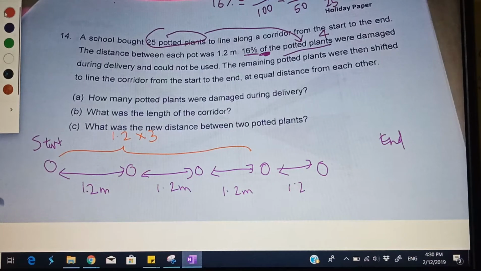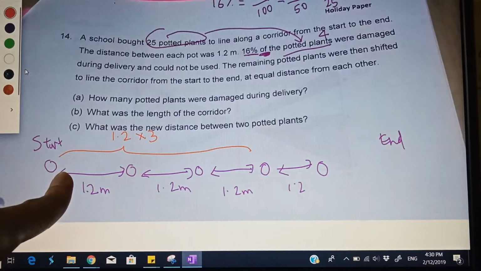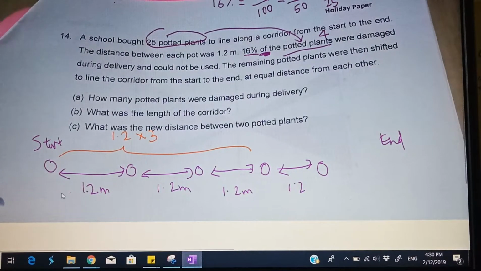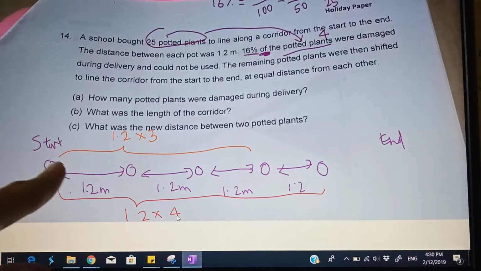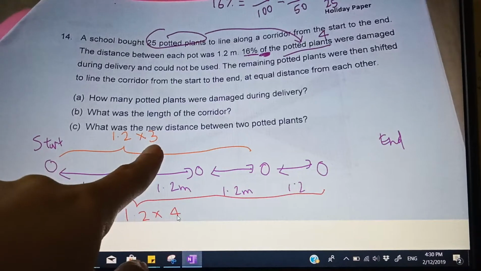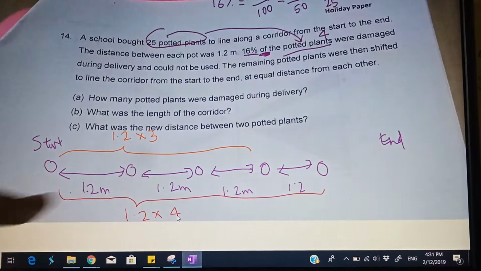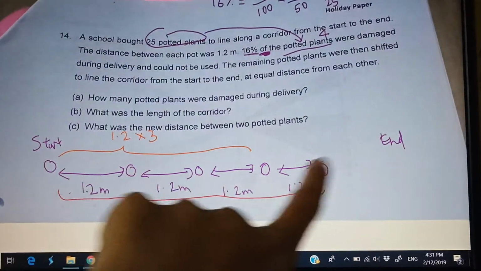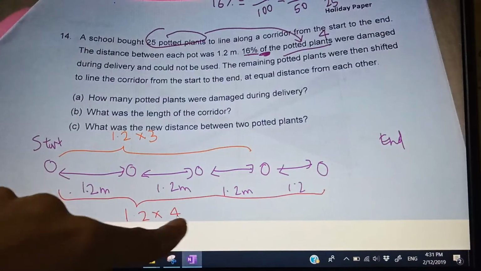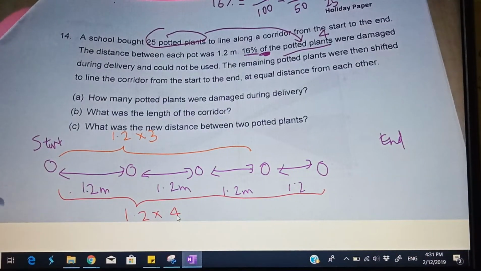And the distance from the first potted plant to the 5th potted plant is 1.2 times 4. When there's 4 potted plants, it's 1.2 times 3. So it's one number lesser than 4, which is 3. So if there's 5 potted plants, you take 1.2 times 4, okay? 5 minus 1, you get 4. So there's a pattern.